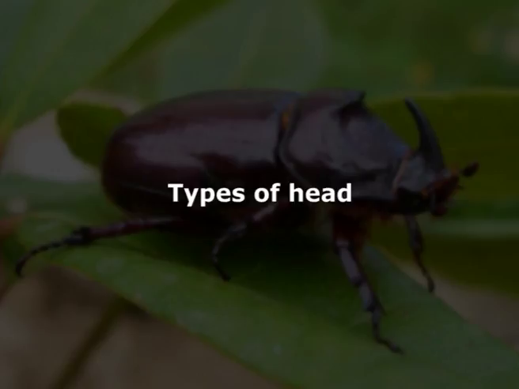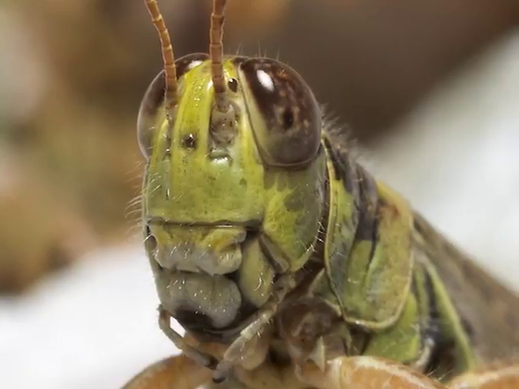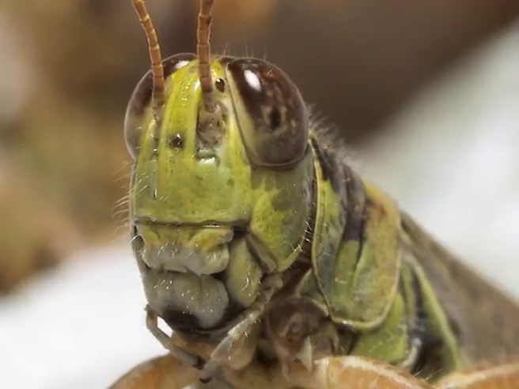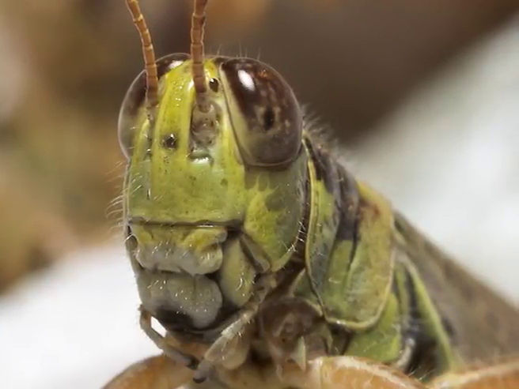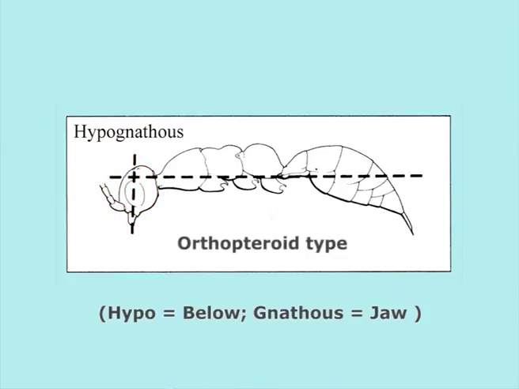Types of head. The orientation of head with respect to the rest of the body varies according to the position or projection of the mouth parts. The head of the insect can be classified as hypognathous, hypo meaning below, gnathous meaning jaw. Here, the head remains vertical and is at right angles to the long axis of the body, and mouth parts are ventrally placed and projected downwards. This is also known as orthopteroid type.